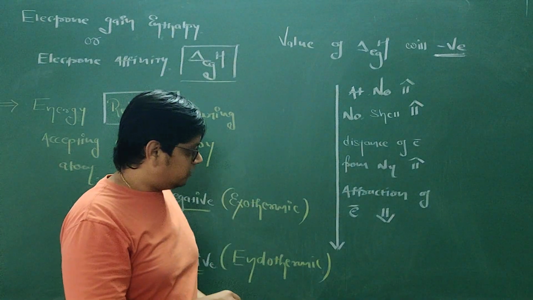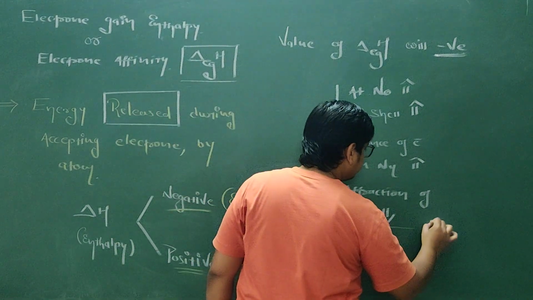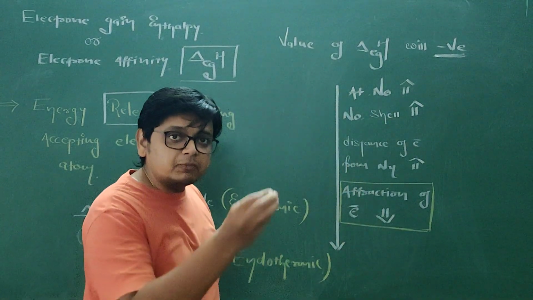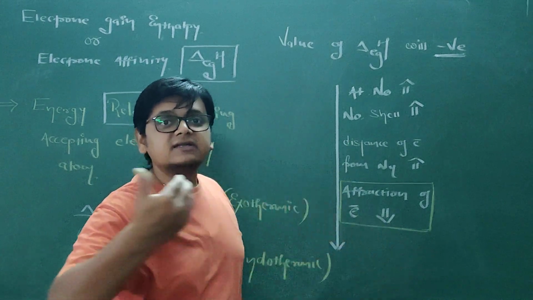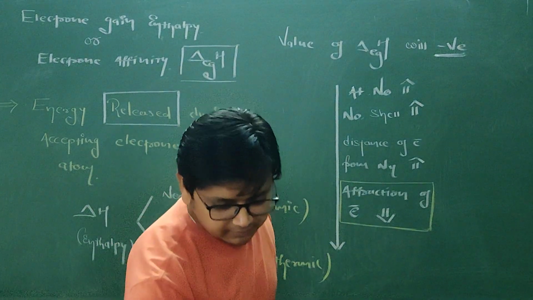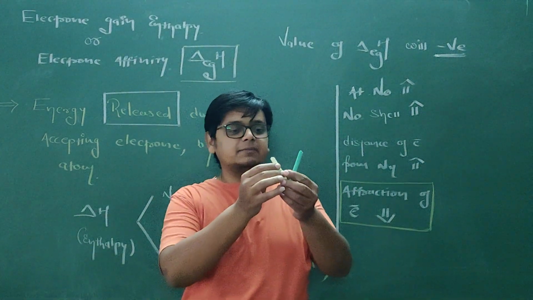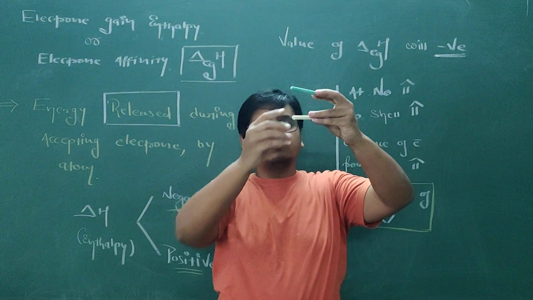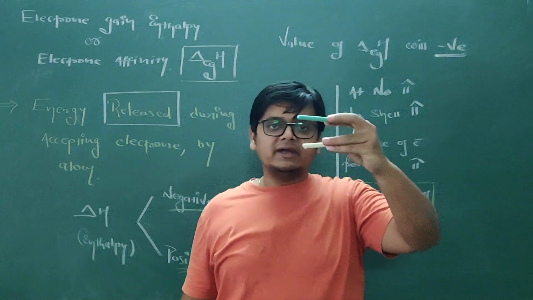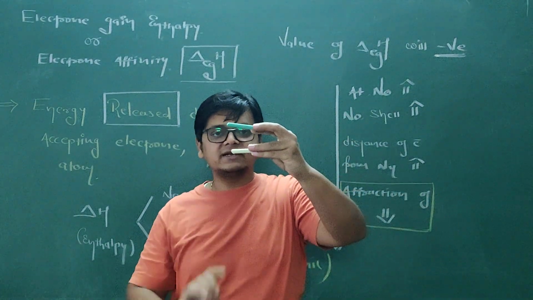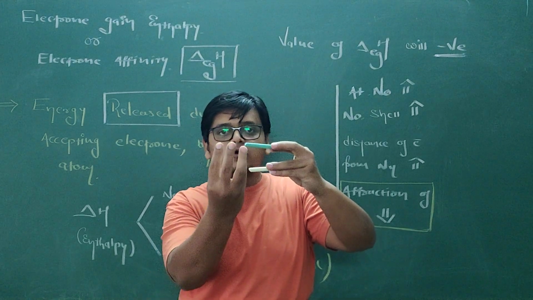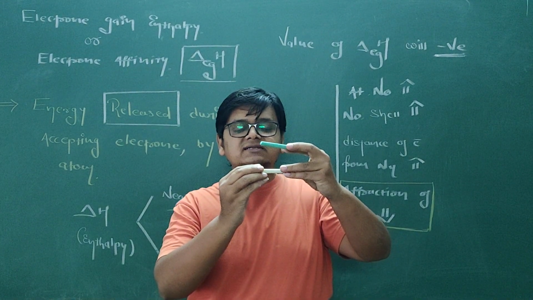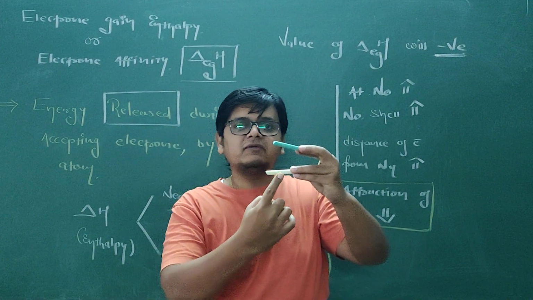So by moving down the group, attraction towards the electron decreases, and since attraction decreases, when we provide an electron to the atom, it will release less energy. Let's make it simple. Suppose we have two elements, X and Y. X is at the top, Y is at the bottom. X is small in size, so its electron will be nearer to the nucleus. Y is large in size, so its electron will be away from the nucleus.